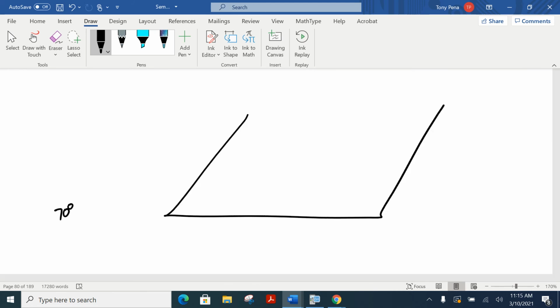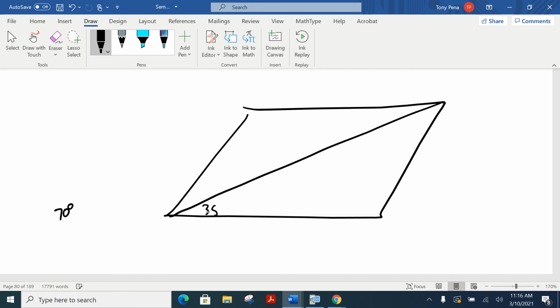All right, so let's finish with this. So here was the diagonal. We knew this angle was 35. So if this diagonal is cutting the bigger angle in half, wouldn't this also have to be a 35-degree angle? That would have given us that full 70 degrees that we knew the whole thing was. And then when we cut in half, we would have 35 here and then 35 right there.